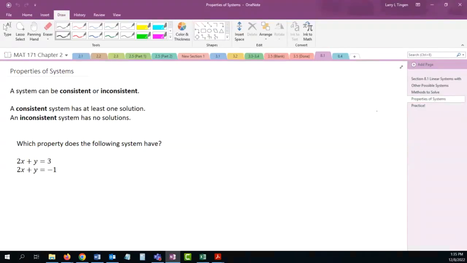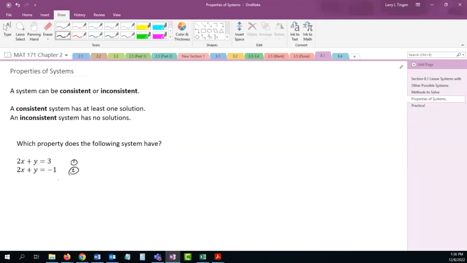And so what I want you to do is take this system of equations here, and let's find out what the solutions are, and then let's see what properties it carries. So equation 1 is 2x plus y is equal to 3. Equation 2 is 2x plus y is equal to 1. All right, well, they are not the same line, right? Because the left-hand sides are the same, but the right-hand sides are not. So what do I do here?